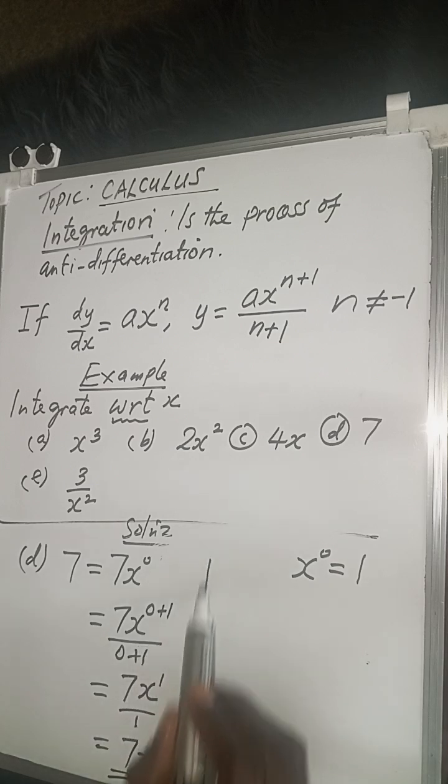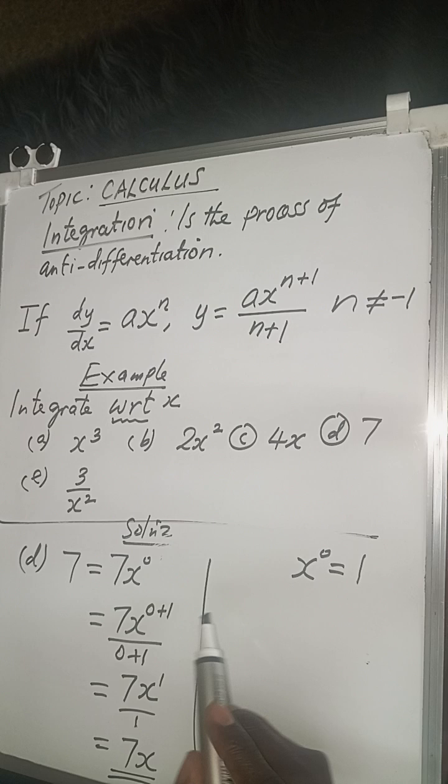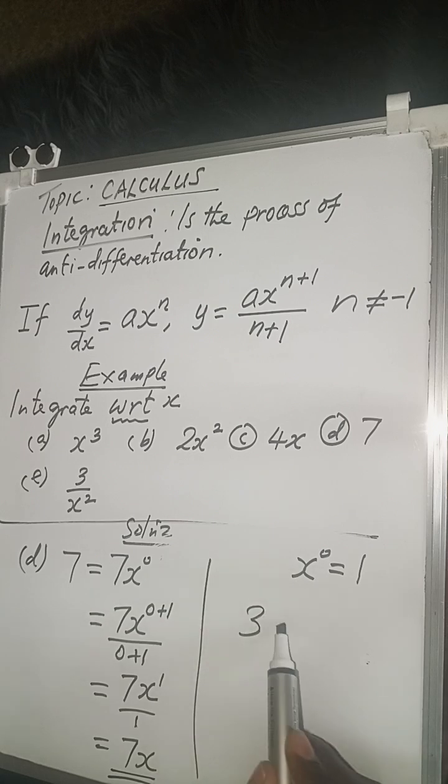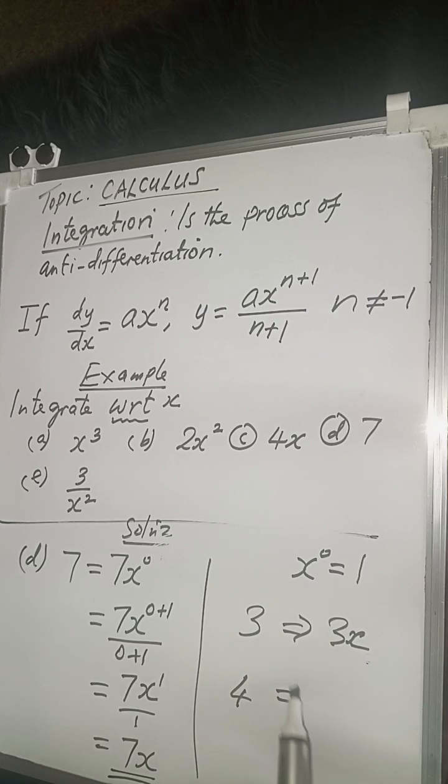So in simple terms, when you just have a number, just give it a letter. For example, if they tell you to integrate 3, that will just be 3x. If they tell you to integrate 4, that will just be 4x. So if you have a number and they tell you to integrate, just give it a letter. That's the idea that you need to remember.